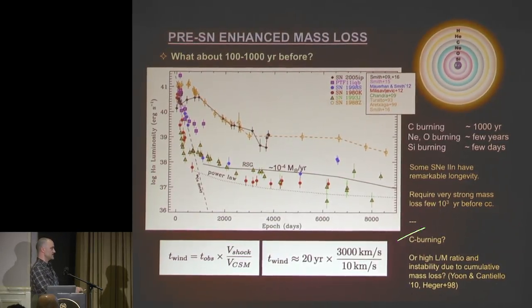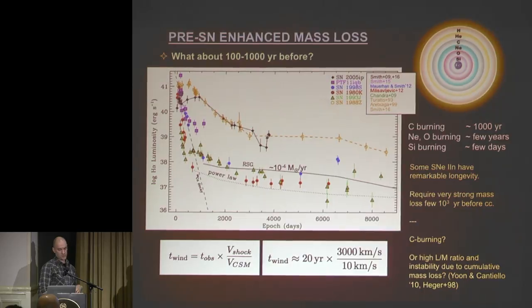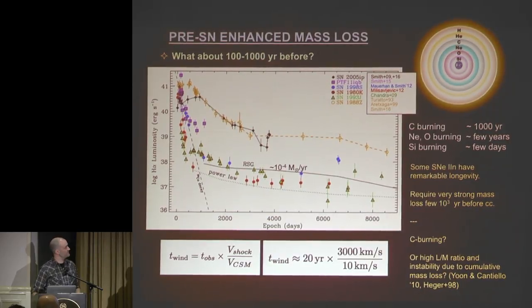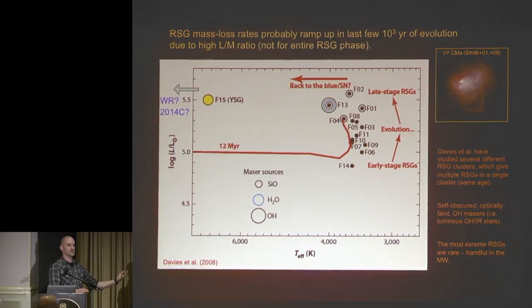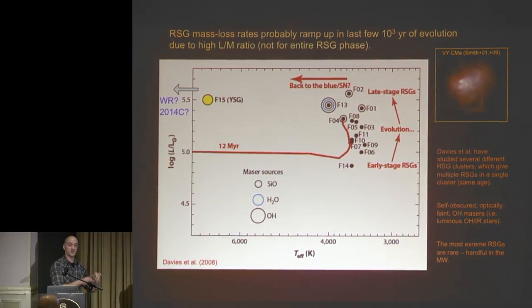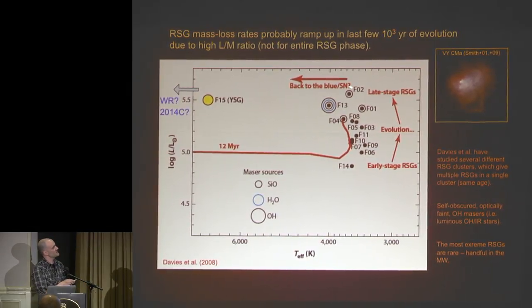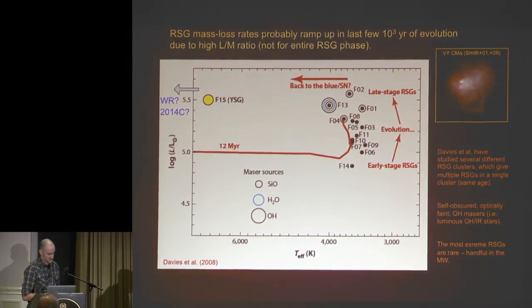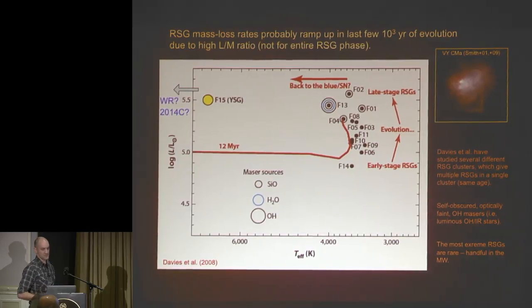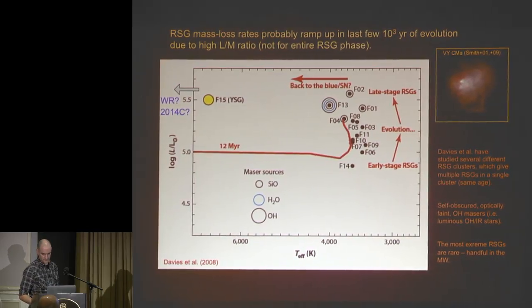And one possibility is this regime where at the very top of the red supergiant phase, as things go up the red supergiant branch, they've shed a lot of mass, and so the luminosity to mass ratio goes up, and the stars become unstable, and they start driving crazy winds. And we actually see when we look at red supergiant clusters that the ones at the tip are the ones that are enshrouded by dust and have OH masers and stuff like that. So there is actually some evidence for this, but the time scales from observations are still poorly constrained.